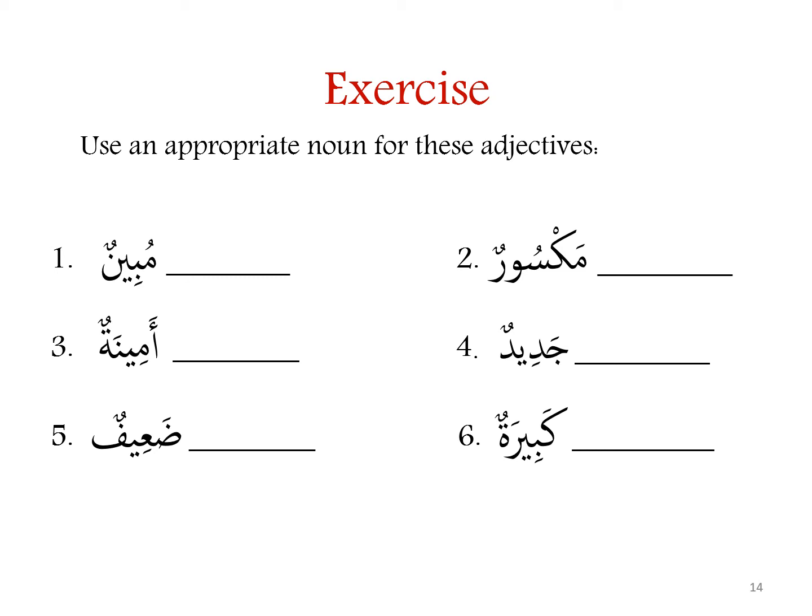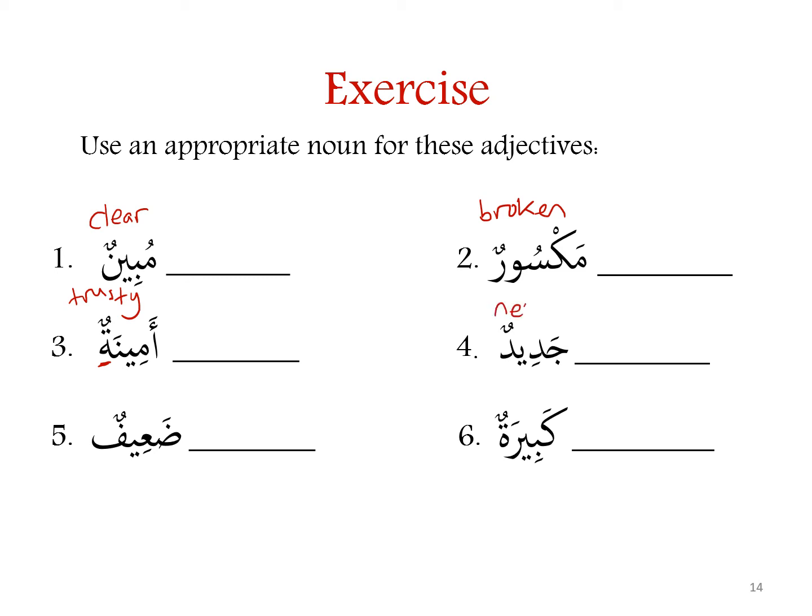So I'll tell you the meaning of these adjectives. Mubinun means clear. Maksurun means broken. So notice these are all indefinite because indefinite adjectives are how you describe a definite noun. Aminatun means trustworthy. Let's just put trusty. But notice here that it's the feminine version because that's the ta marbuta. Aminun would have been for the masculine. Aminatun is for the feminine. So just make sure that the definite noun you use here is gender matching.